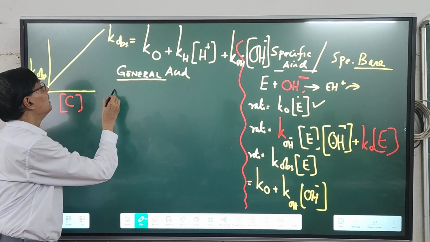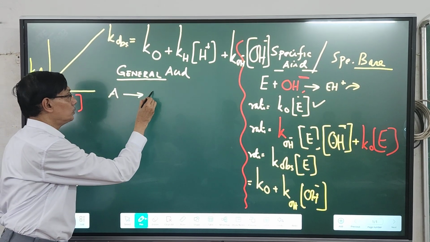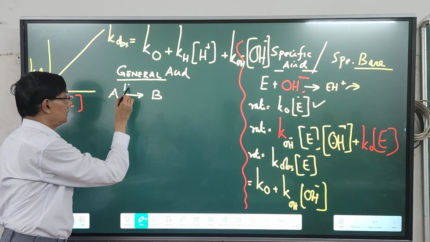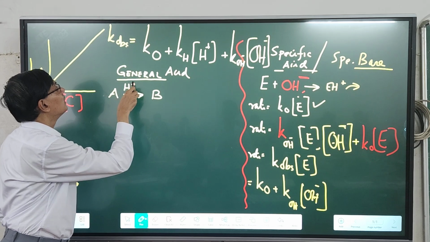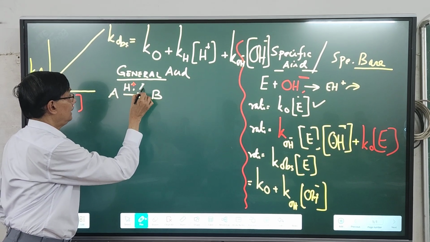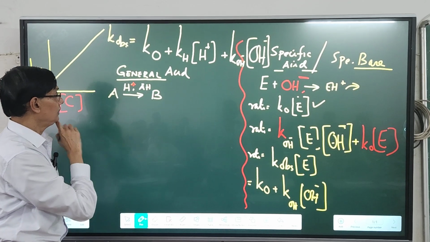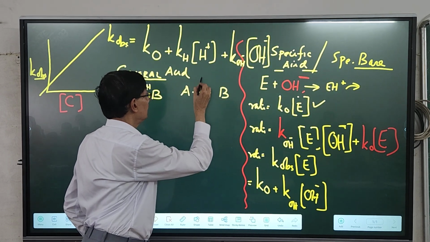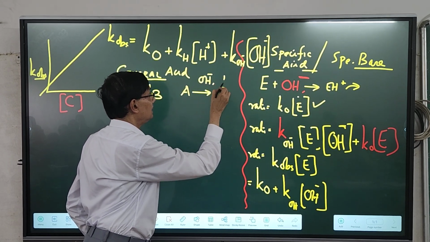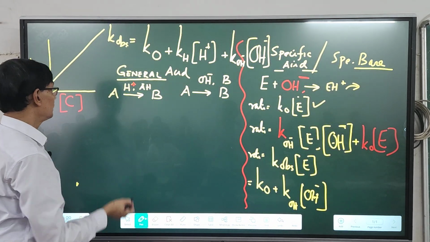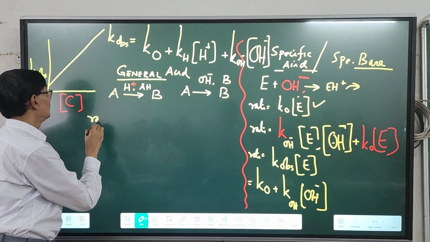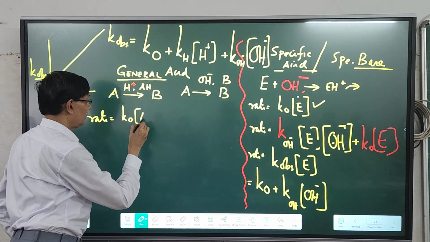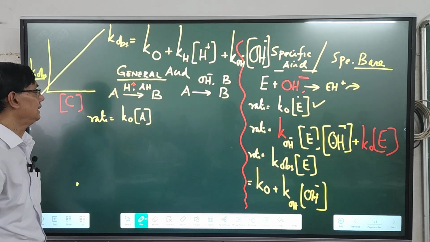So A is converted into B. If it is a general acid, it depends upon the hydrogen ion as well as H. If it is a general base, B, hydroxyl ion and the general base. So the same thing you will write: rate is equal to, first thing, K0 A. I am writing only one. I will not write the general base and like that.